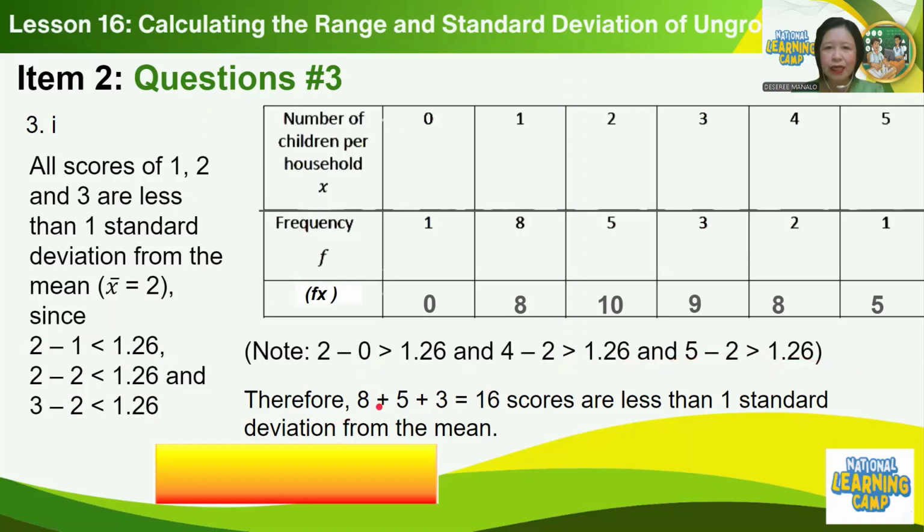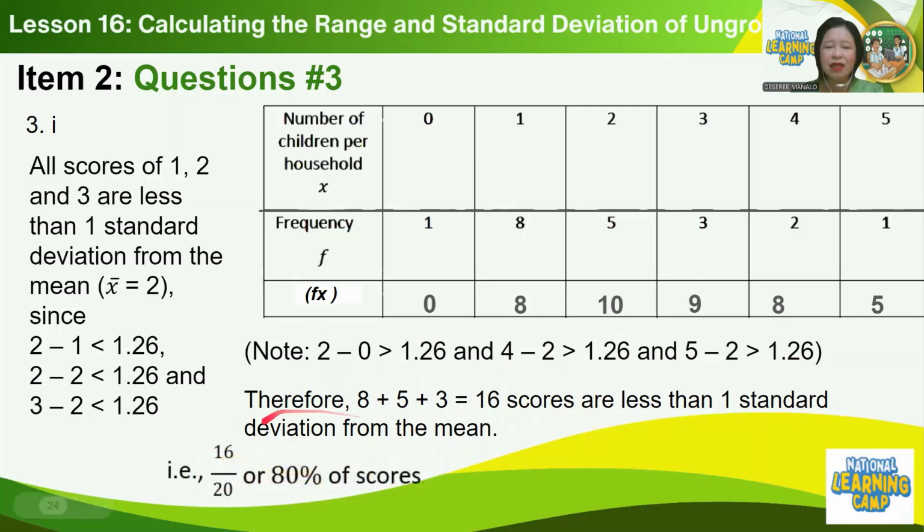So therefore, 8 plus 5 plus 3 is equal to 16 scores that are less than 1 standard deviation from the mean. So, we have 16 over 20. The 20 here is the total of frequency. If you divide 16 by 20, it is 0.8, and change to percent. So it is 80% of scores.